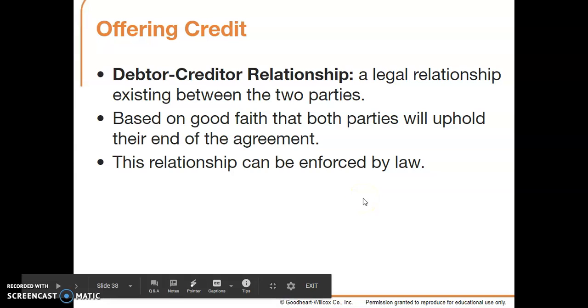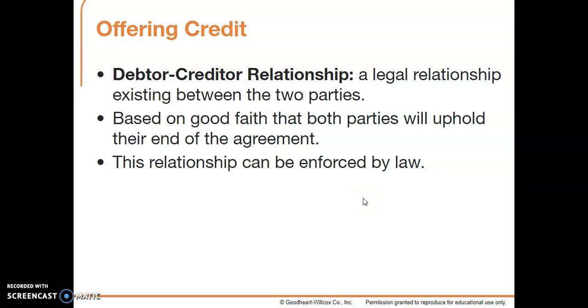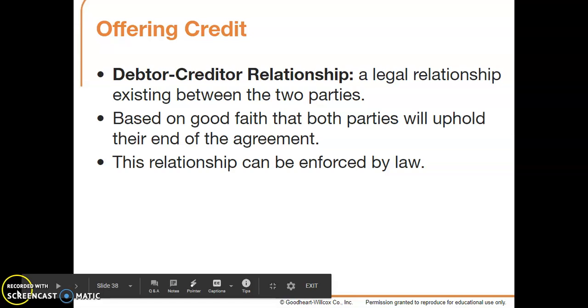The debtor-creditor relationship is a legal relationship existing between the two parties. It's based on good faith that both parties will uphold their end of the agreement. So the debtor will pay back the loan, and the creditor will provide that product or service ahead of time before it's actually paid for. This relationship can be enforced by law.